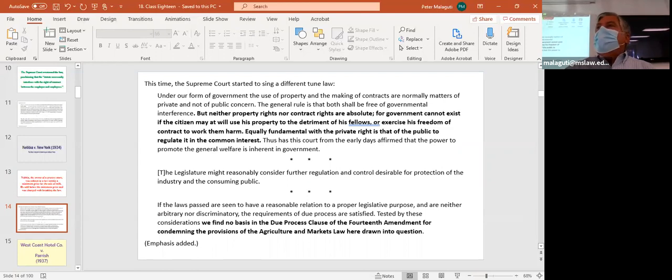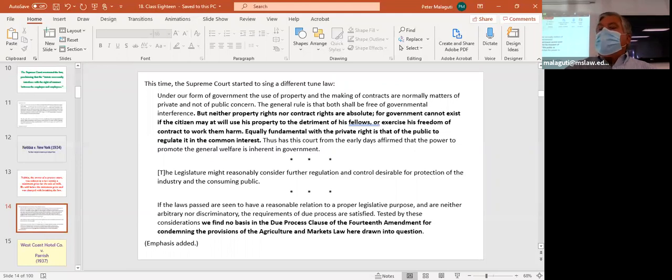But here is the court starting to erode the Lochner era analysis. Neither property rights nor contract rights are absolute. Government cannot exist if the citizen may at will use his property to the detriment of his fellows, or exercise his freedom to contract to work them harm. Equally fundamental with the private right is that of the public to regulate in the common interest.